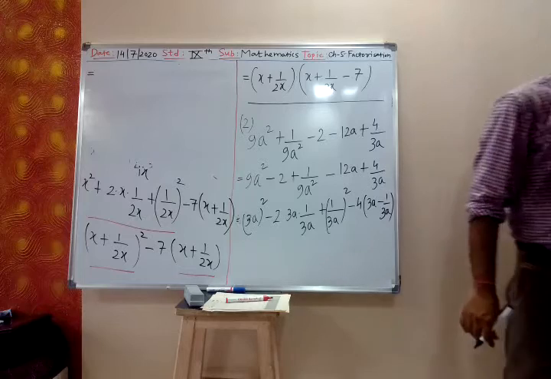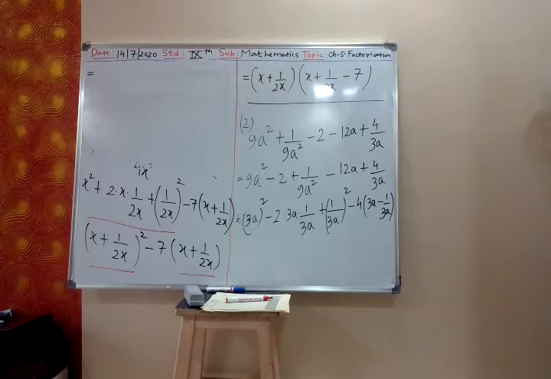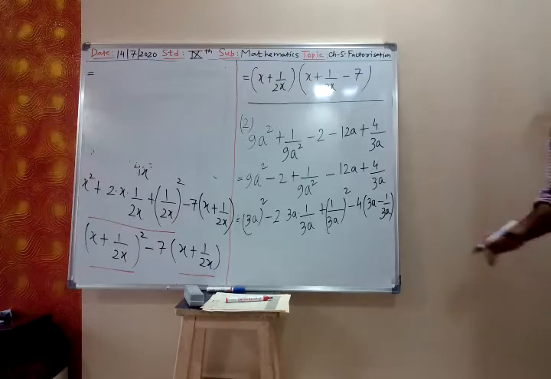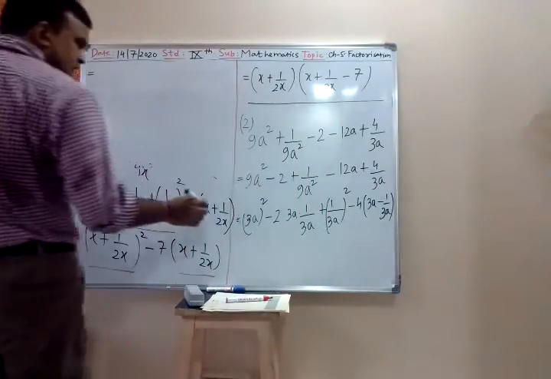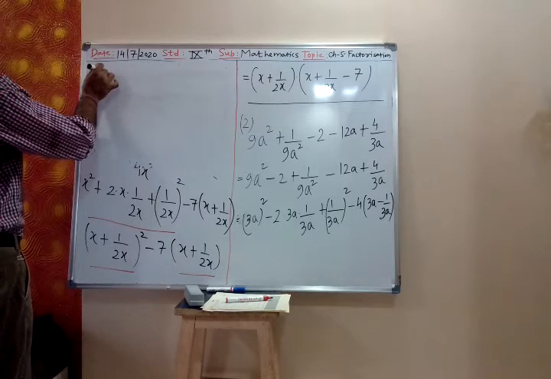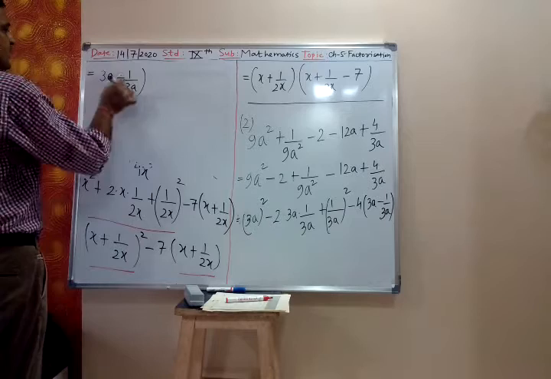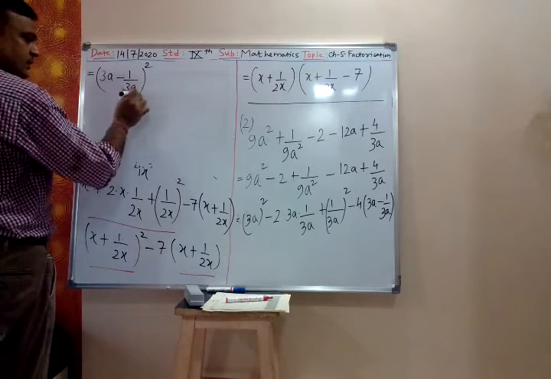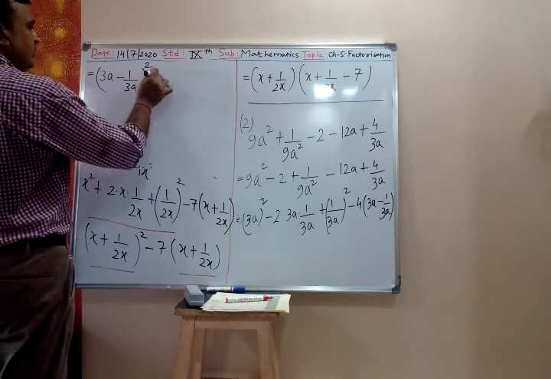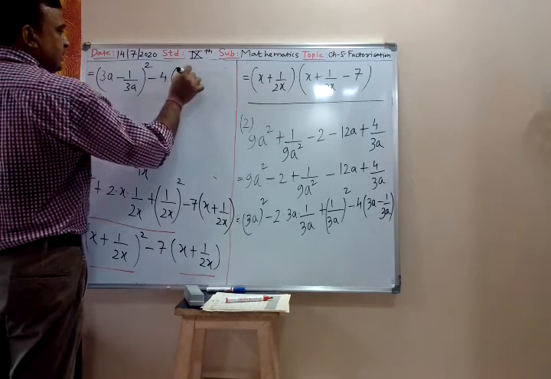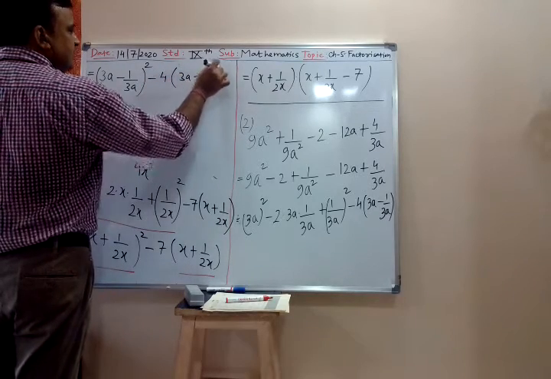Now it is clear. So let me complete this. The further part I will give as homework, you can do. So this is 3a minus 1 upon 3a whole square, minus 4 into 3a minus 1 upon 3a.